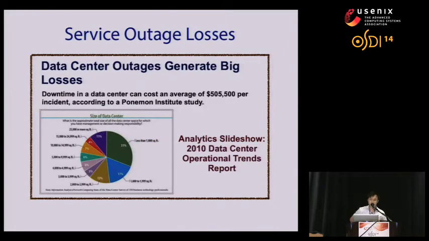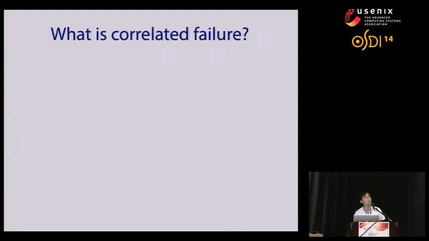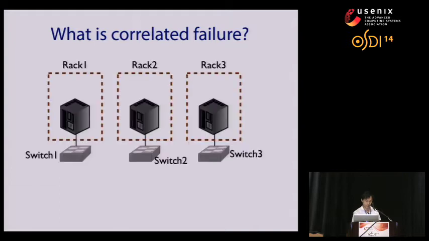In practice, cloud service outages cause big losses. As shown in this report, downtime in one data center can cost about $500,000 per incident. Let me show one simple example about correlated failures.